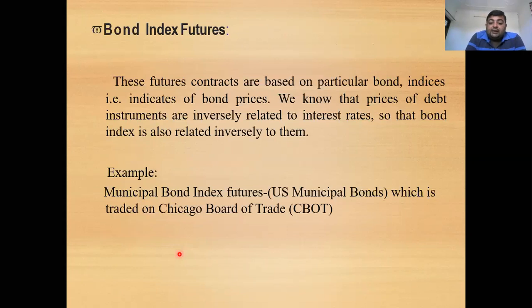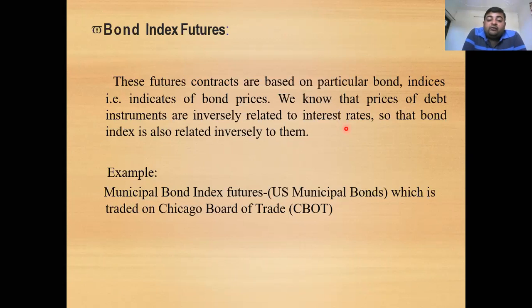Now moving to the next important type of futures, the bond index future. These future contracts are based on particular bonds. Bonds are a type of debt instrument which is generally issued by the government or a company. So a particular bond indicates bond prices. As we know, prices of debt instruments are inversely related to the interest rate, because if the rate of interest is more, the value will decline, and if the rate of interest is less, the value of the bond will be more.